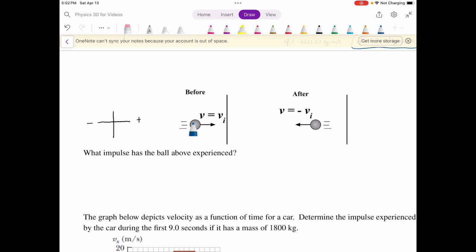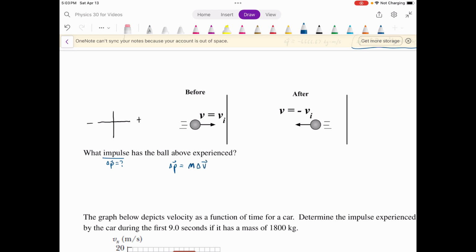So it tells us that before, its velocity is just, we're calling it initial velocity, right? We don't actually have a number, but it's VI. And after, its velocity is negative VI, meaning that it's the same size, same magnitude, it's just now in the opposite direction. So it's moving just as fast, but in the opposite direction. Okay, so we want to know the impulse, the change in momentum, right? Momentum final minus momentum initial. So it's mass times the change in velocity.